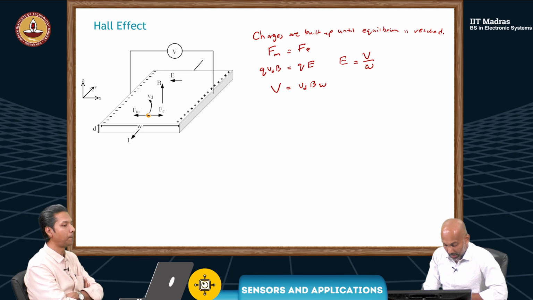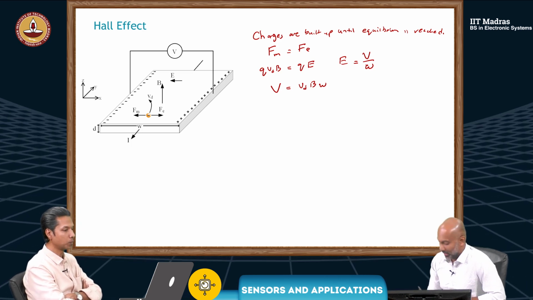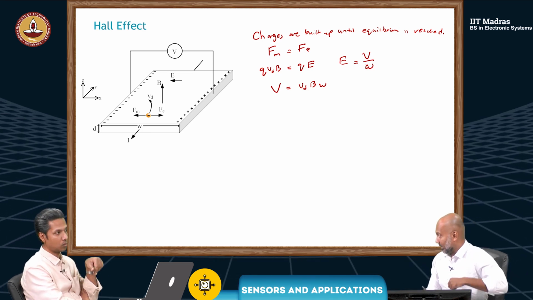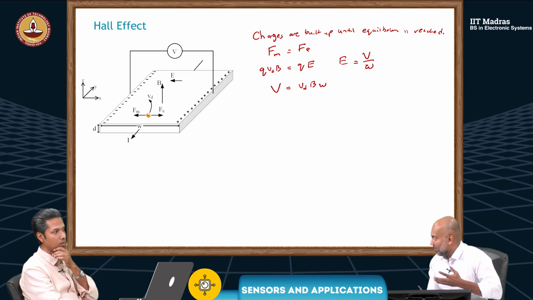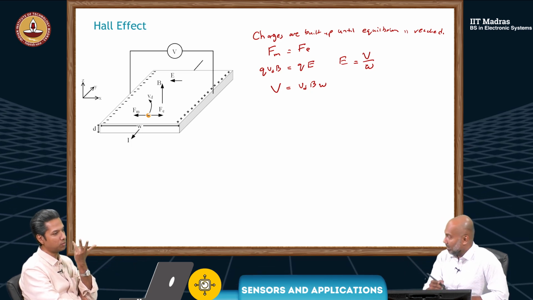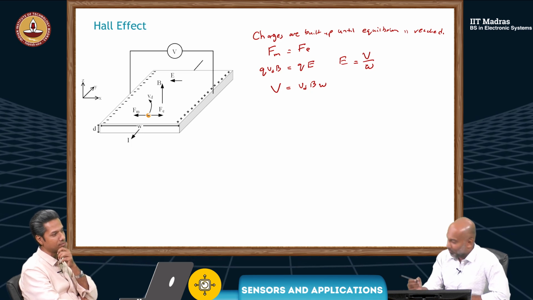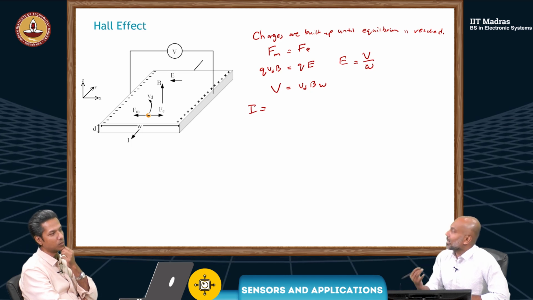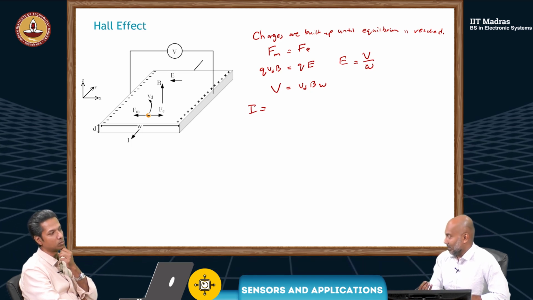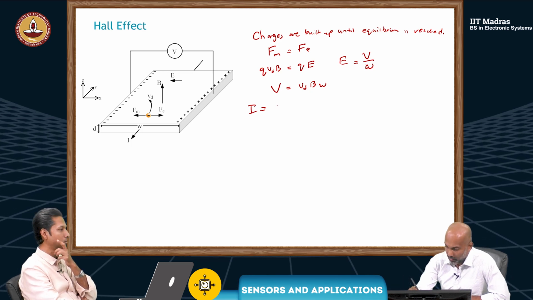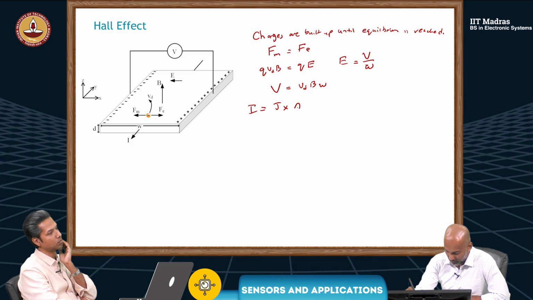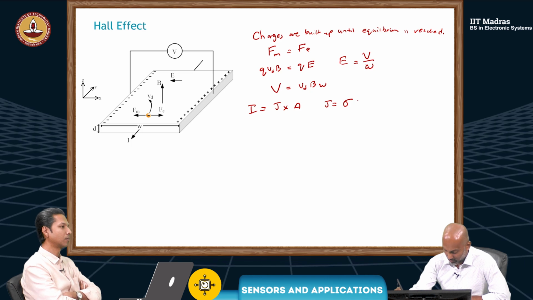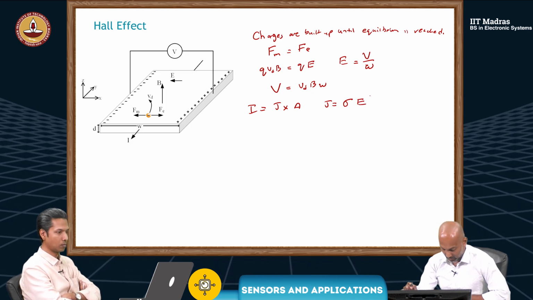Now, what about the current flowing in the conductor? Remember, after some time, there is some current flowing. Initially the current flows, but how is that related to what we are observing? For example, current is current density times area. We also know J is the conductivity times E.